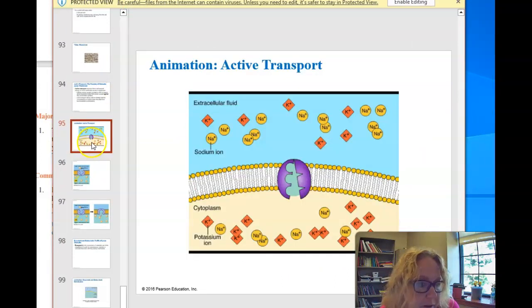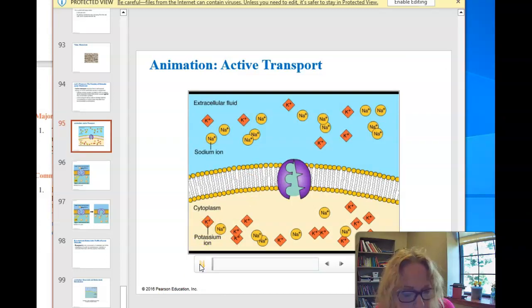So essentially, a way of active transport, this is maybe the most important one. This is your sodium-potassium pump. So I'll just play that for you because it's actually a really good one.